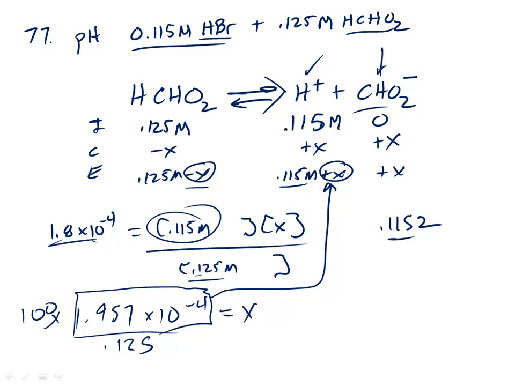All right, but you're going to take the negative log of that number. This is the hydrogen ion concentration at equilibrium. To find the pH, you're going to take the negative log of 0.1152 or whatever digits you have on your calculator if you haven't rounded it off. I usually just carry it all at this point. And then take the negative log of that. And you get a pH of what?